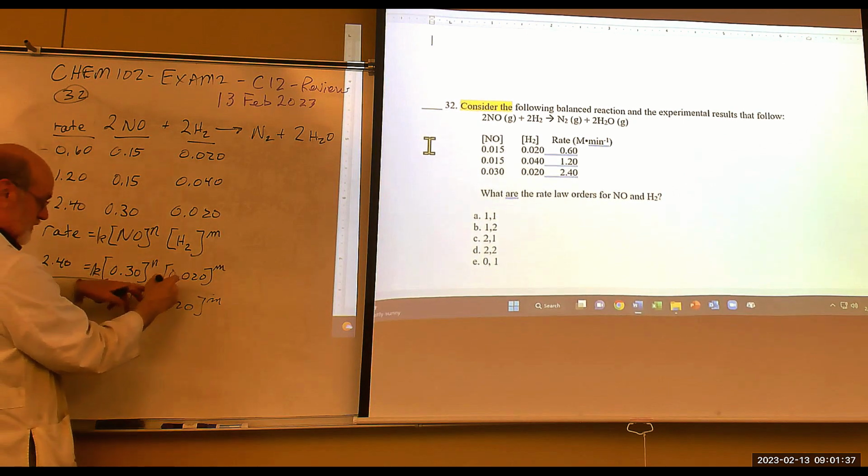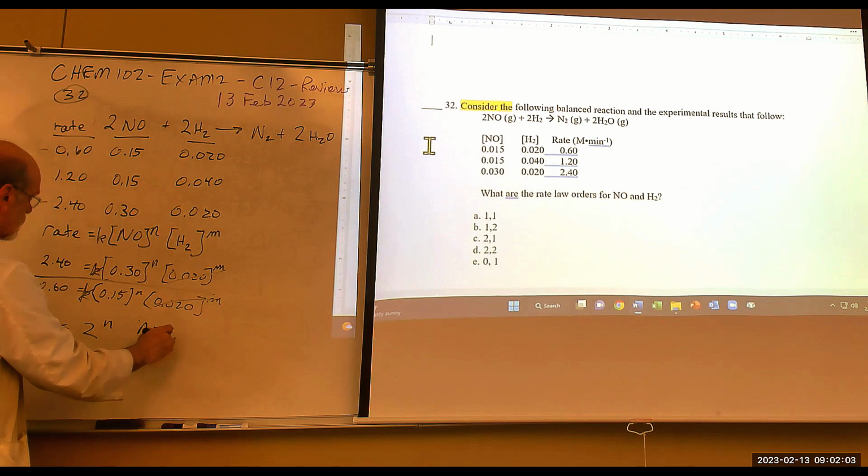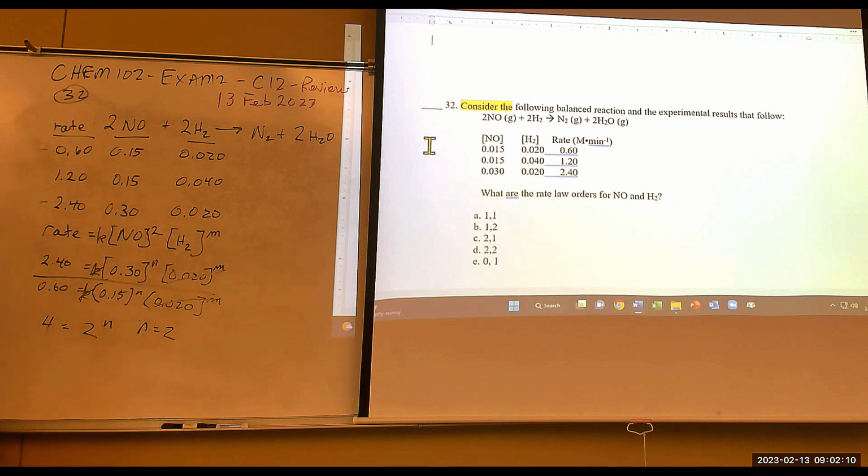Okay, so now this term cancels, right? This one cancels, and this ratio is what? 4 times 0.6 is 2.4. So that's 4. And this is what? 0.5 into 3 is 2, right? To the n. So n equals 2. So this term right here now is 2. Okay?